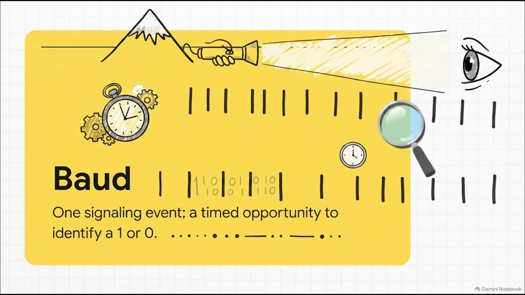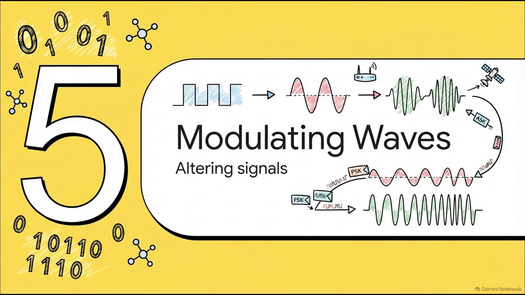Think about our flashlight on the mountain. If the sender leaves the light turned on for 3 whole seconds, how on earth does the receiver know if that was one really long one or 3 separate ones sent back to back? They need a synchronized clock. We use vertical lines in our signaling diagrams to separate these opportunities to identify a 1 or a 0 from one another. The proper name for this single signaling event, this critical, perfectly synchronized timed opportunity, is a baud. The baud rate ensures both the sender and receiver totally agree on exactly how long a single bit is supposed to last. Section 5. Modulating the carrier wave, altering signals to send data.